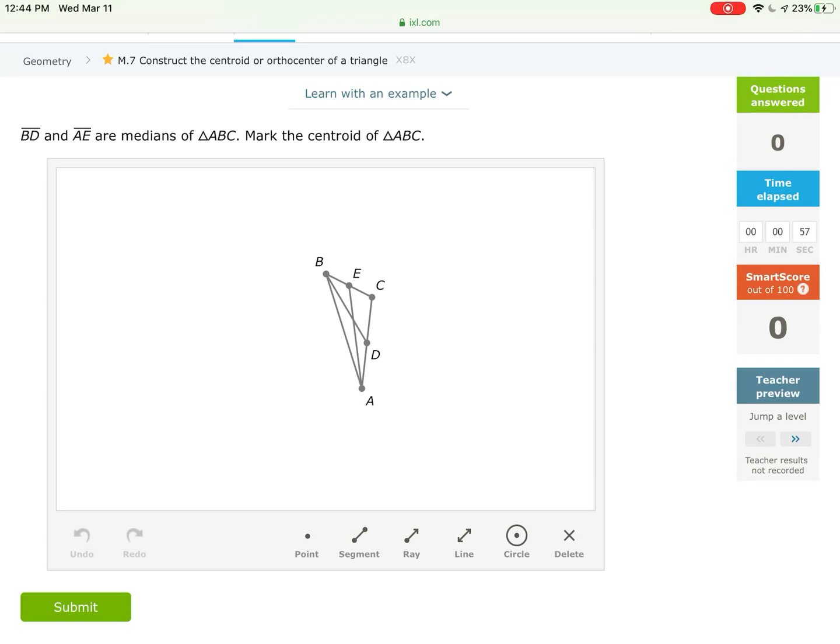The circumscribed circle was associated with the perpendicular bisectors of the sides of the triangle. In this one, we're going to construct the centroid and the orthocenter. The centroid is associated with the medians of a triangle, and the orthocenter is associated with the altitudes of a triangle. So we're going to have to be able to construct altitudes and medians of the triangles to be able to construct the centroid and the orthocenter of the triangles.